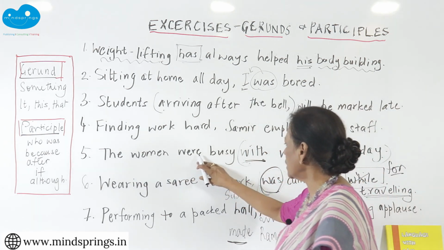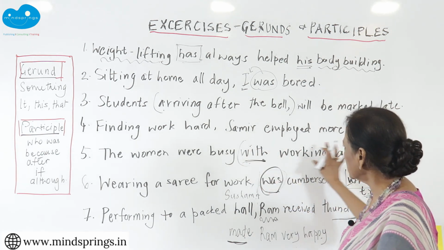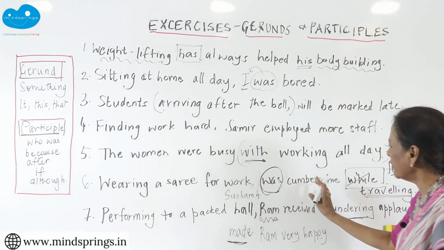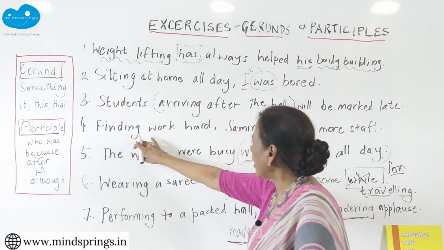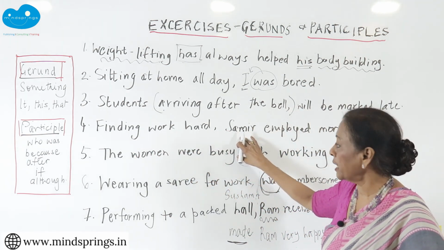Let's take this one. The women were busy with working all day. Now this doesn't seem to have two clauses, so we'll leave it alone. Let's take this one, this is a better one. Finding work hard, we have hit Sameer, so it became a participle.